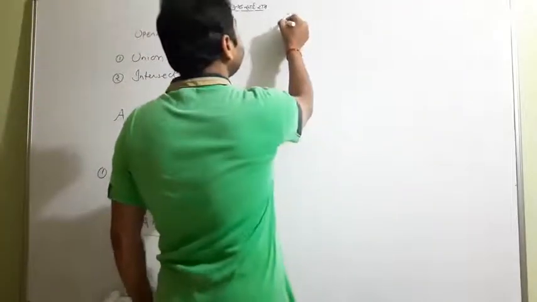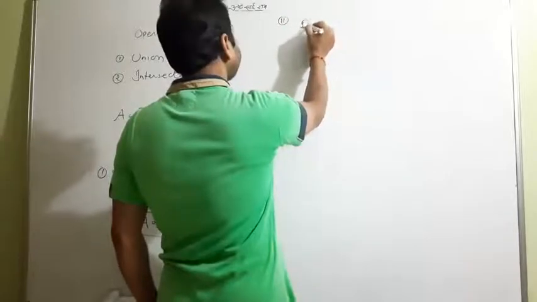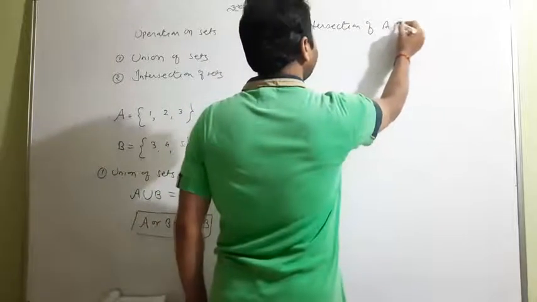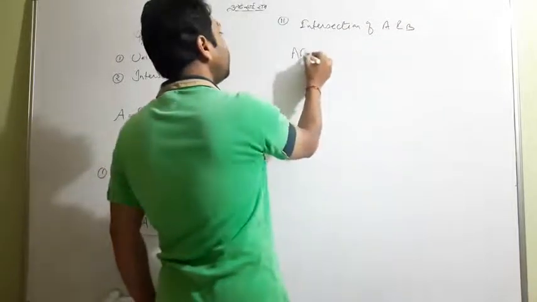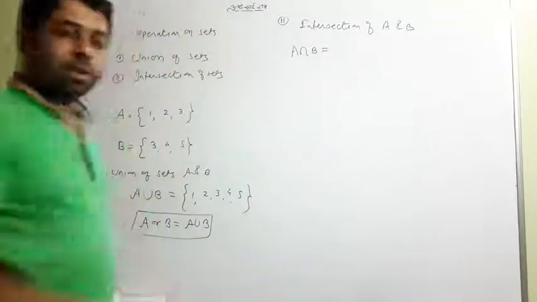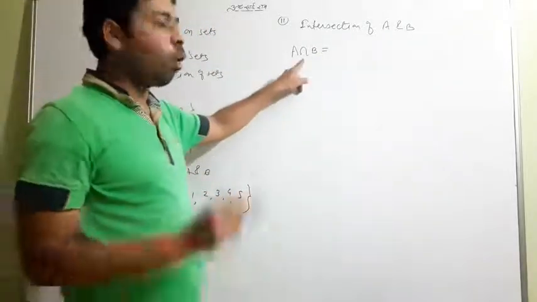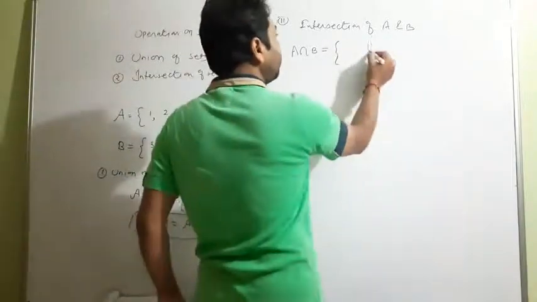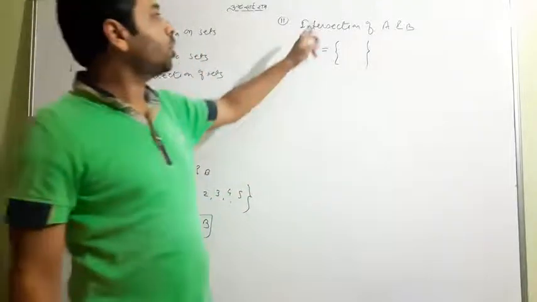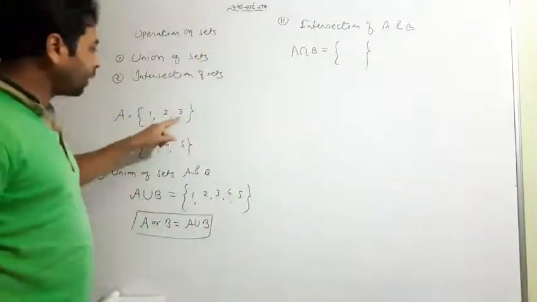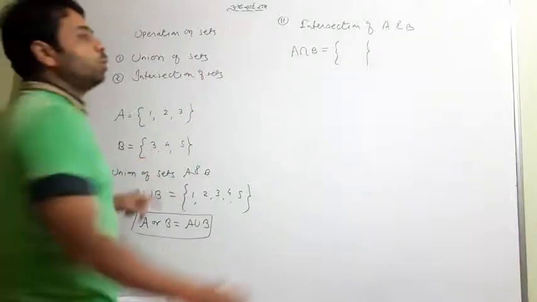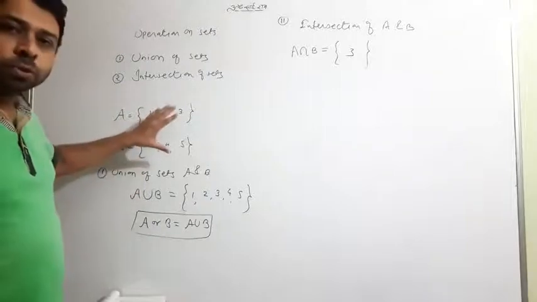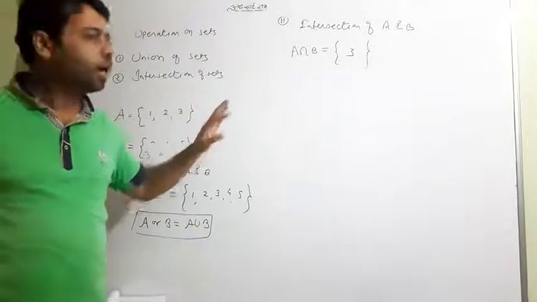And one more thing, second, intersection. The intersection of A and B is given by A ∩ B. This is the opposite of the union symbol, its image, like that. So the intersection will contain only the common elements. Which is the common element? Only 3. So it is only 3. Very simple.